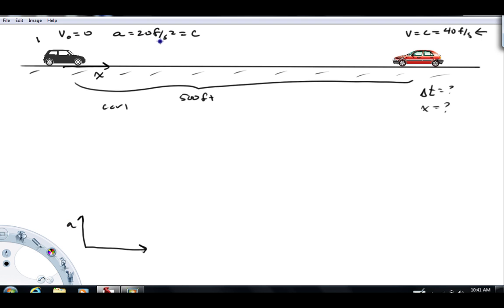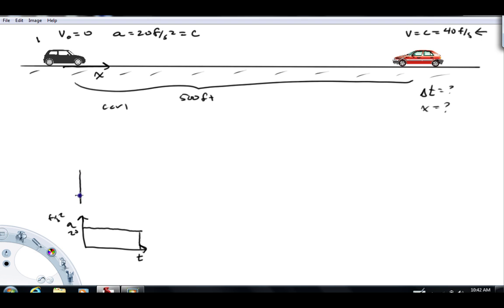This car's acceleration is 20 feet per second squared, and it's constant. So if I were to make a quick sketch of that, it would be a pretty easy graph, at 20 in units of feet per second squared. I'm just going to say t for time, and leave that generic. Next graph, the velocity graph of car 1.